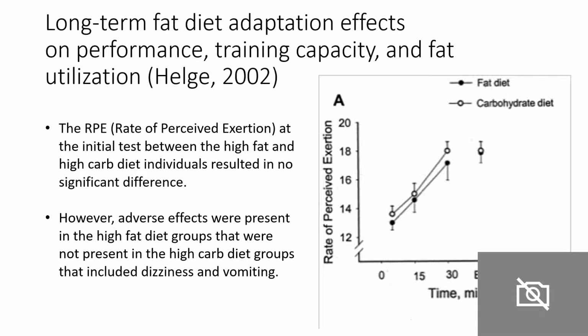The RPE, or rate of perceived exertion, at the initial test, as seen in the figure on the right, between high-fat and high-carb diet individuals, resulted in no real significance at all. However, there were adverse effects present in the high-fat diet groups that were not present in the high-carb diet groups, which included symptoms such as dizziness and vomiting.